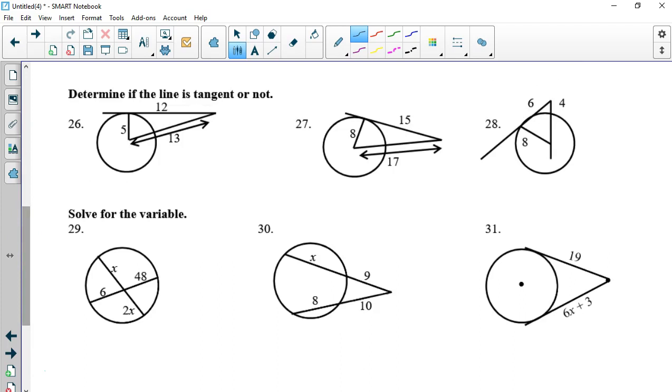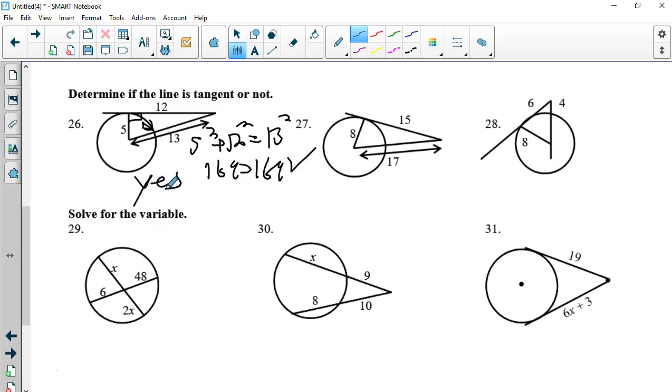Okay, determine if the line is tangent or not. Well, if it's tangent, it is perpendicular to the radius. So I'm going to treat it as if it is. 5 squared plus 12 squared equals 13 squared, and test it. Remember, longest side is the hypotenuse. Now, if you know your Pythagorean triples, you know this is a right triangle already. But you can prove it. And what you get is 169 equals 169. So that's a yes. The line is tangent.